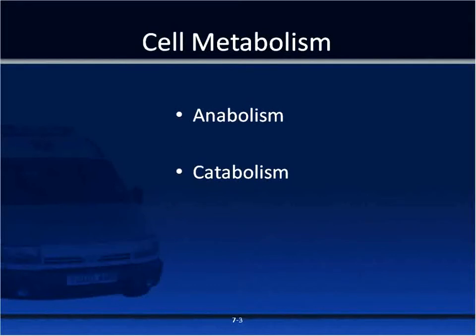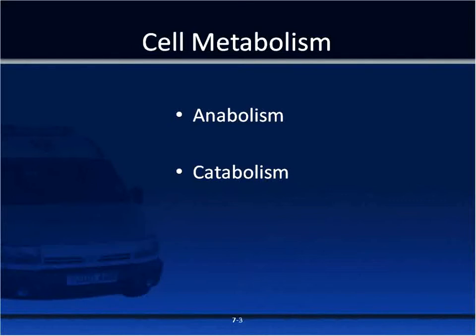Thousands of chemical reactions occur within every cell in the body every second. Cell metabolism is the sum of the chemical reactions that occur within cells, enabling them to maintain a living state. There are two types of cellular metabolism.